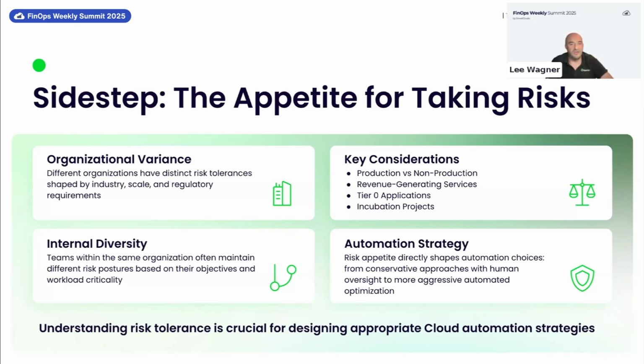And in addition, different parts of the organization will actually have different risk tolerance too. A team that's handling credit card data will be far more cautious than a team that's handling, I don't know, website templates, for example. And then you have the typical considerations like production versus non-production or revenue generating. All of these factors have to be considered when you start to think about your automation strategy.